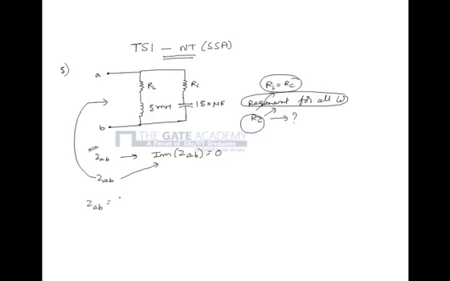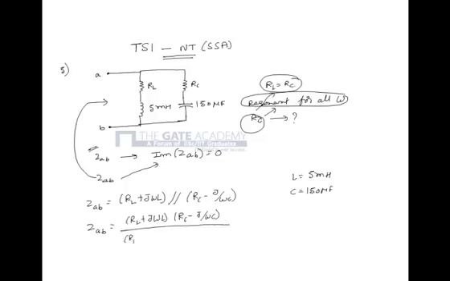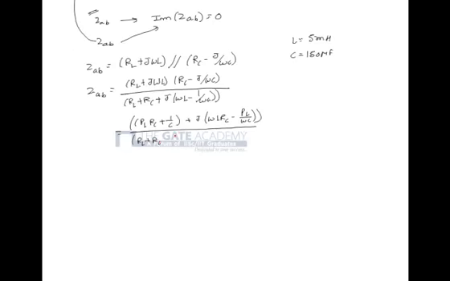So ZAB is equal to RL plus J omega L in parallel with RC minus J by omega C. Here L is equal to 5 millihenry and C is equal to 150 microfarad. So ZAB can be written as RL plus J omega L multiplied by RC minus J by omega C divided by RL plus RC plus J times omega L minus 1 by omega C. This can be simplified as RL RC plus 1 by C plus J into omega L RC minus RL by omega C divided by RL plus RC plus J times omega L minus 1 by omega C.